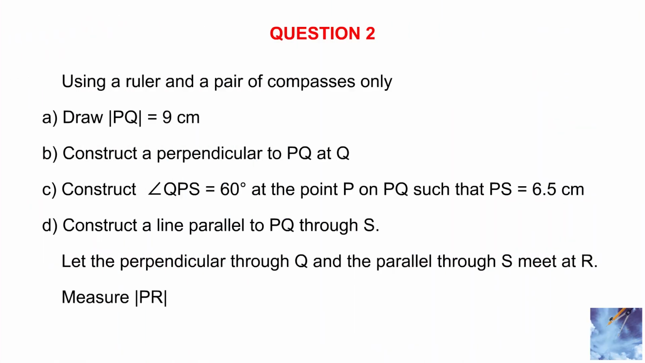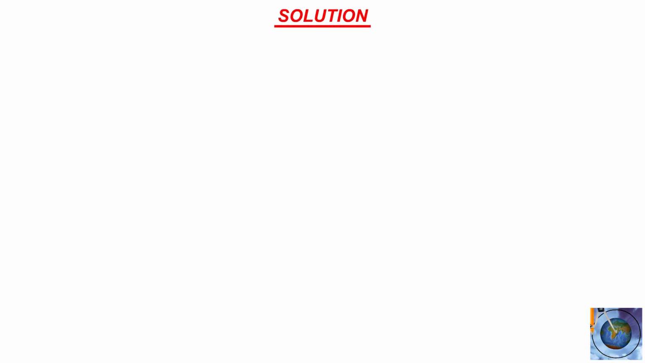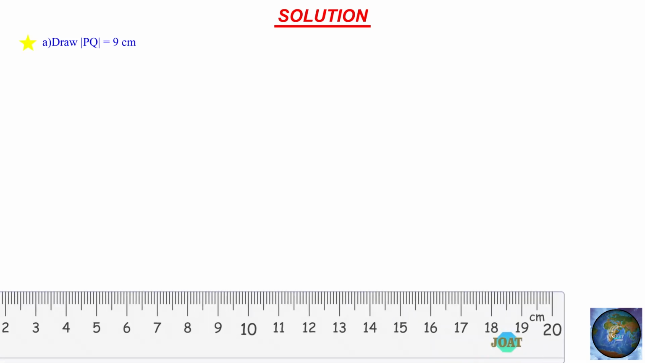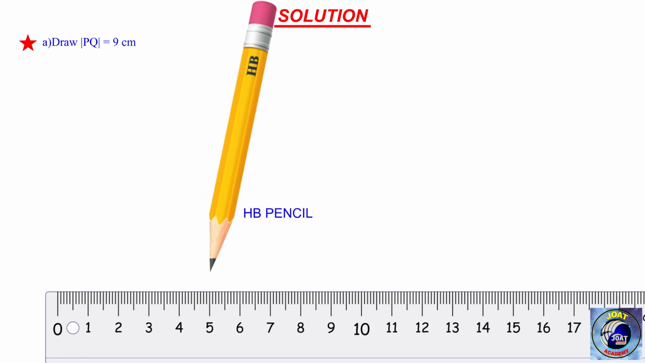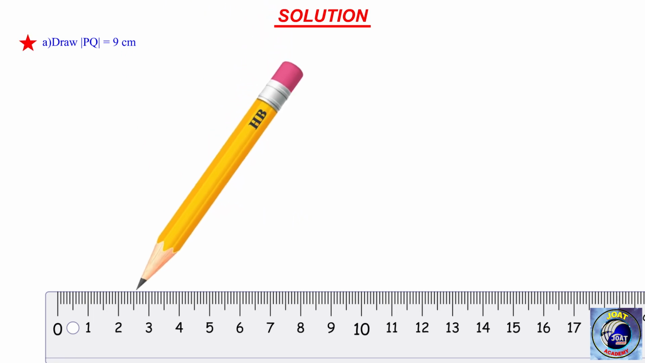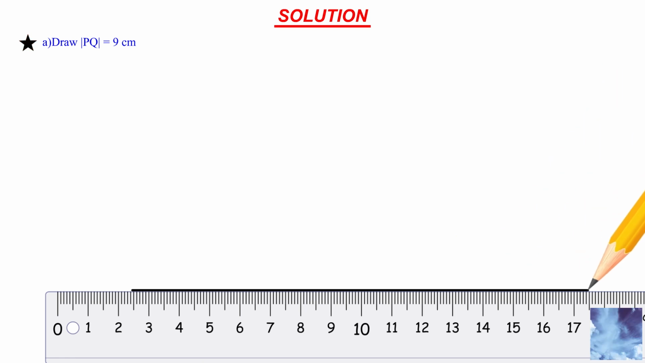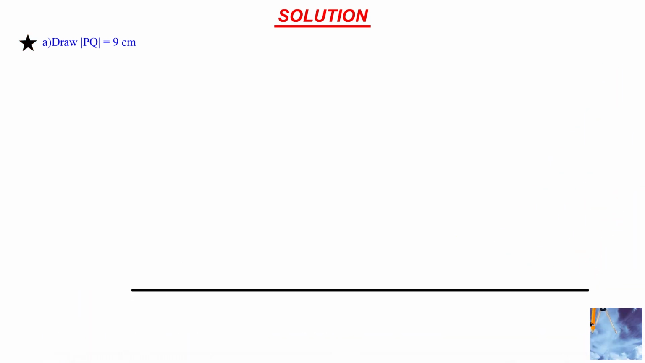This is the question I will guide you to solve today. Begin by drawing a straight line using a ruler. Mark point P on the drawn line.